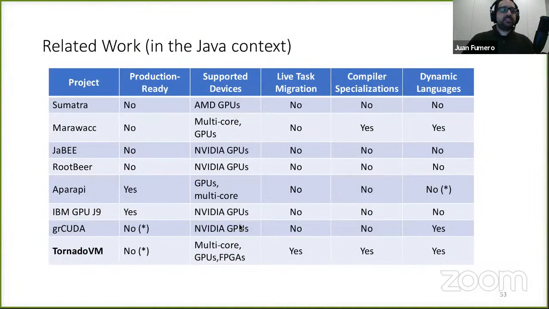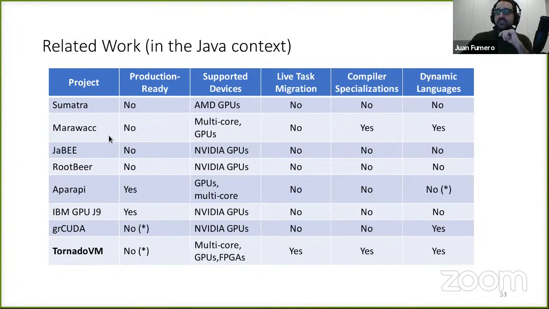So just briefly to talk about related work, I think there was a question that already touched on this. Sumatra is one of the first ones. It's not the first one, but it's a well-known Java project, and we took ideas from Sumatra. There's another project called Marawak. It's not famous at all. It was my PhD thesis, by the way.